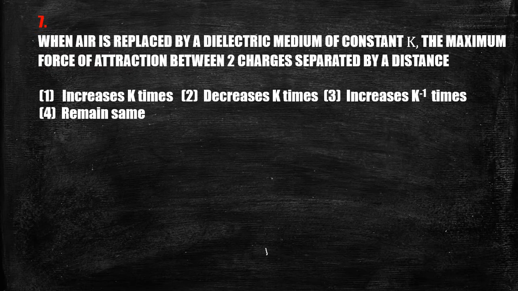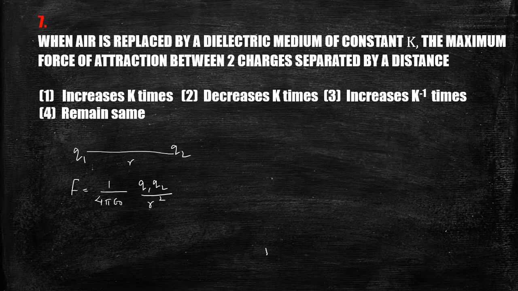Question number 7. When air is replaced by a dielectric medium of constant K, the maximum force of attraction between two charges separated by a distance increases K times, decreases by K times, increases by K inverse times, or remains the same. We know the force between two charges Q1 and Q2 separated at a distance r is given by Coulomb's law: F is equal to 1 by 4 pi epsilon 0 Q1 Q2 divided by r square.